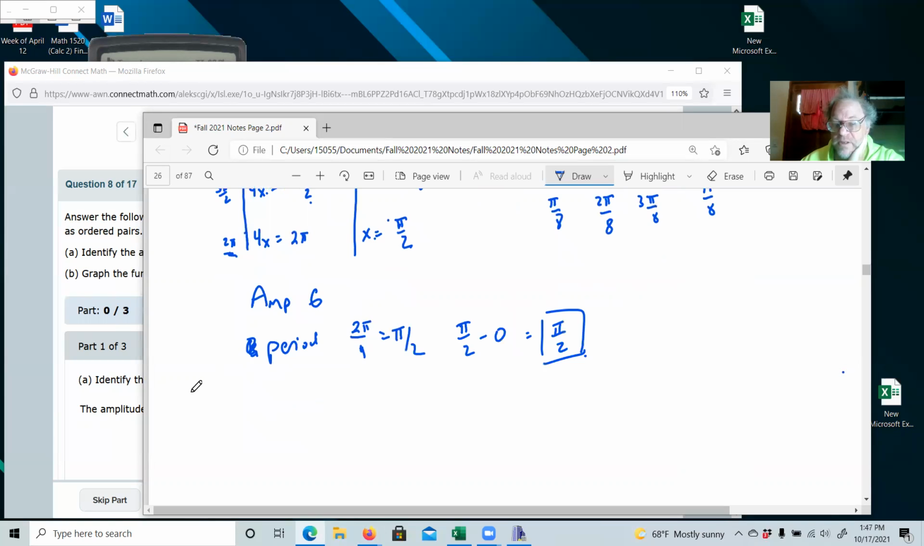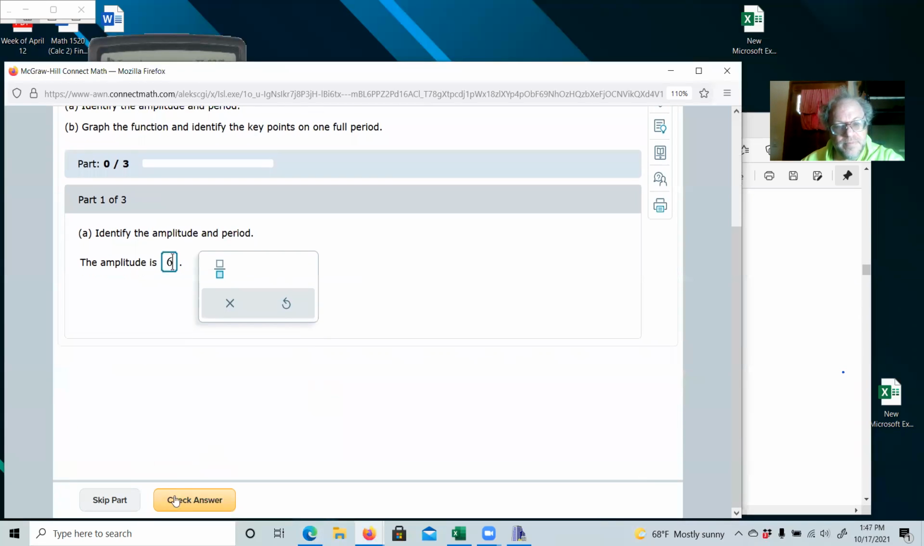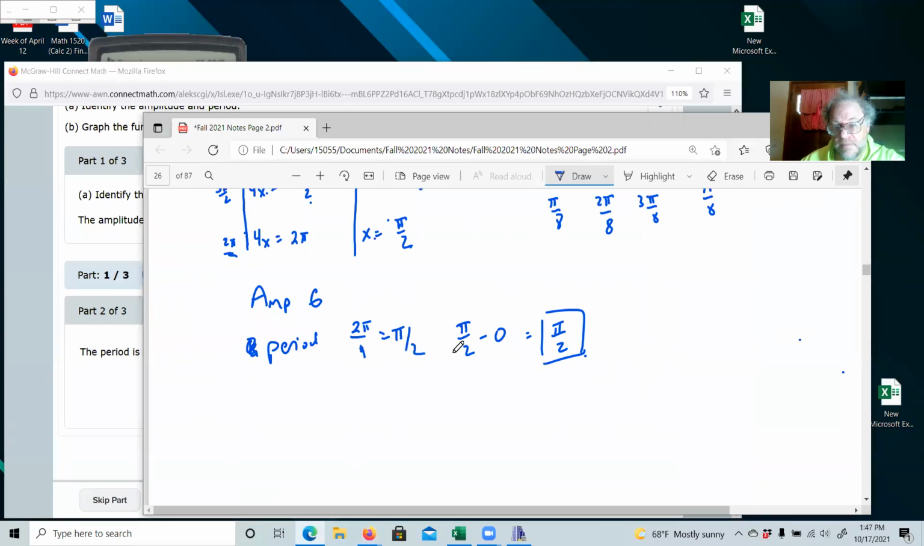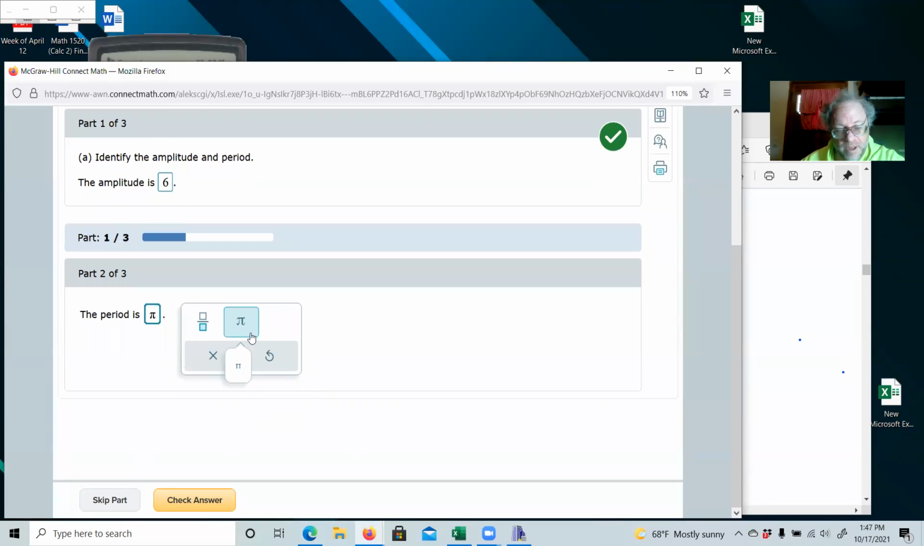All right, amplitude was 6, and the period is pi over 2. It doesn't matter how you got it. You got the same answer either way, pi over 2.